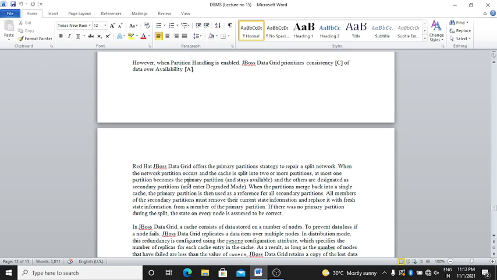When the partitions merge back into a single cache, the primary partition is then used as a reference for all secondary partitions. All members of the secondary partitions must remove their current state information and replace it with fresh state information.